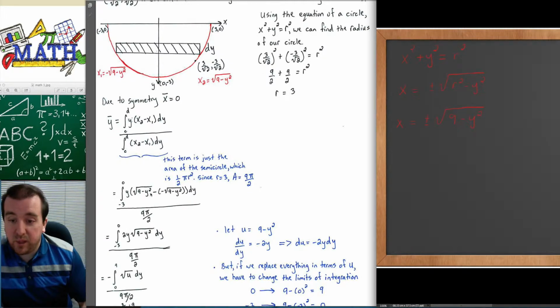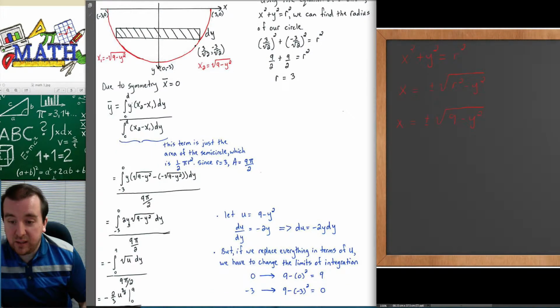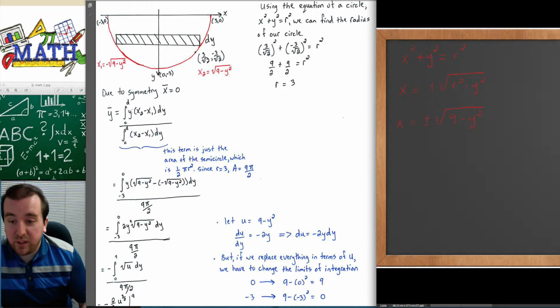So for the top one, when we plug this in as before, we're getting x2 is root 9 minus y squared. Take away a negative root 9 minus y squared. These two negatives make a positive, so you're adding them together, and you're getting 2 of those. So 2 times y root 9 minus y squared dy, all over, again, our area of 9 pi over 2. Notice this time the limits of integration are from -3 to 0, bottom to top.